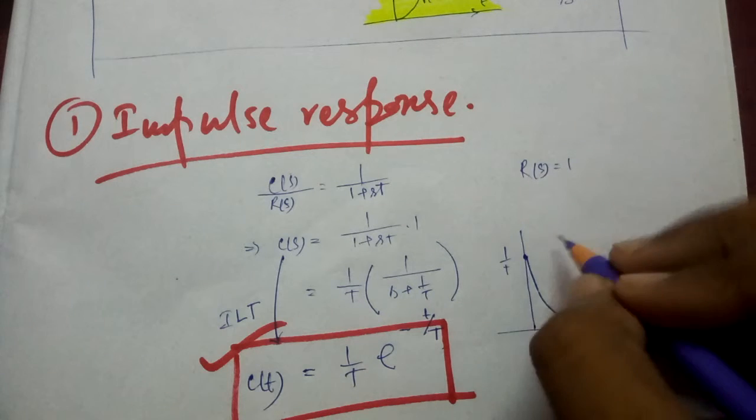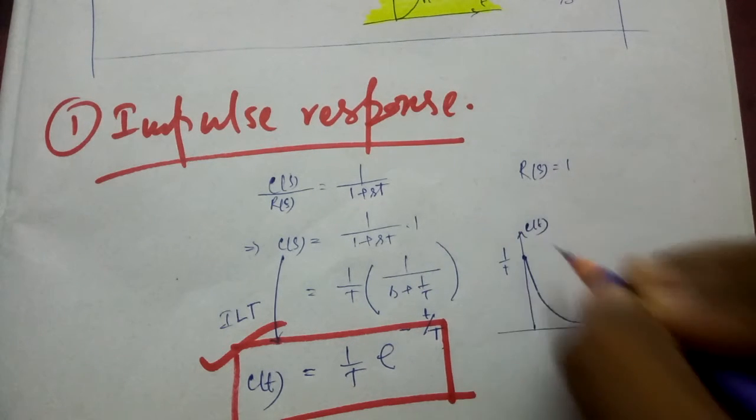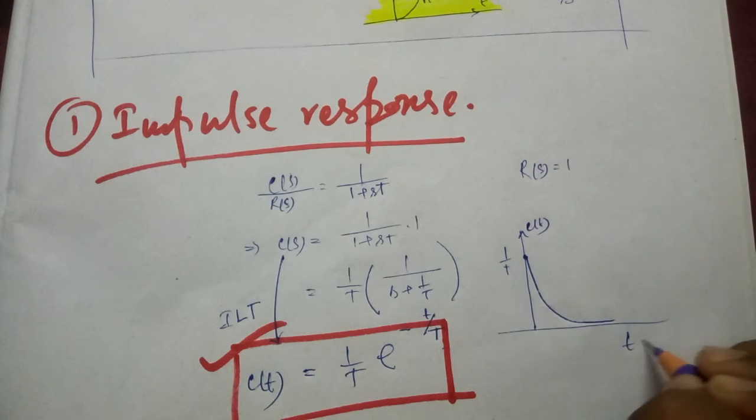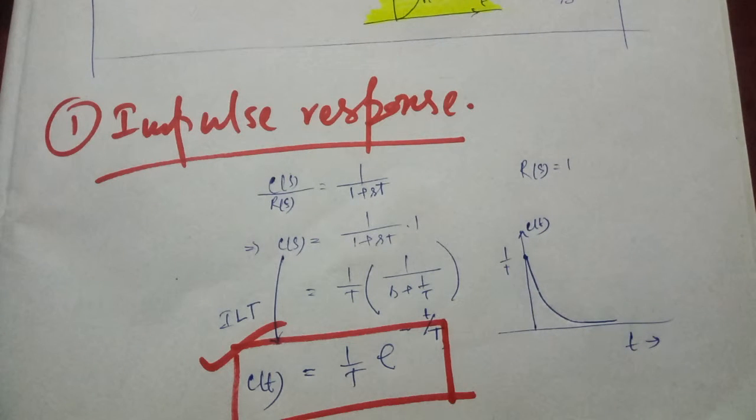So finally it's actually being stable. From the responses, the response analysis, we can comment upon the system. So this is actually the motive of finding the responses. Similarly, we have to do it for the other responses.